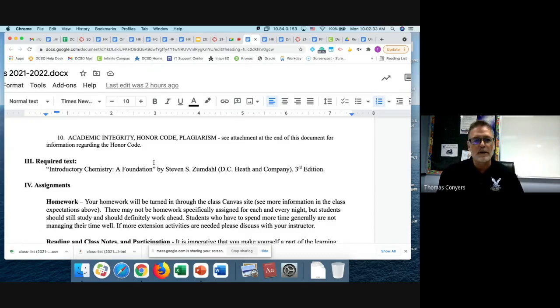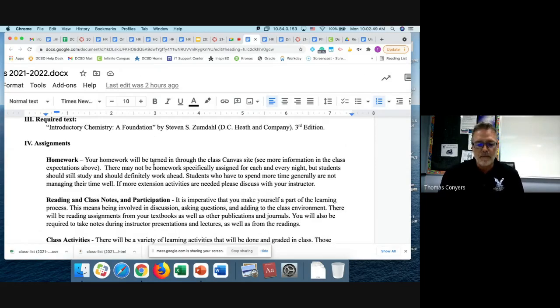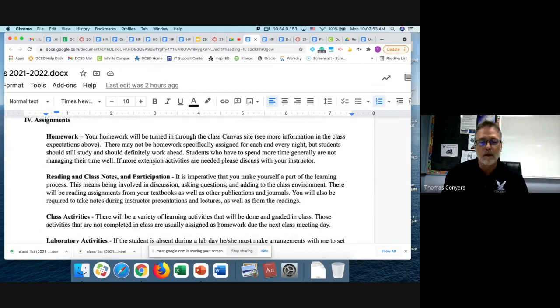That is a book you will leave at home until the end of the year, and you'll turn that in, or if you drop the class, for example, you turn it in then. It doesn't need to be brought back and forth to class. I have a class set that we can use when we're in class and we need the book. Assignments include homework, reading and class notes, and participation.